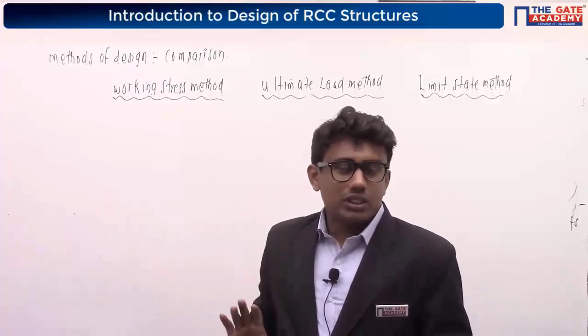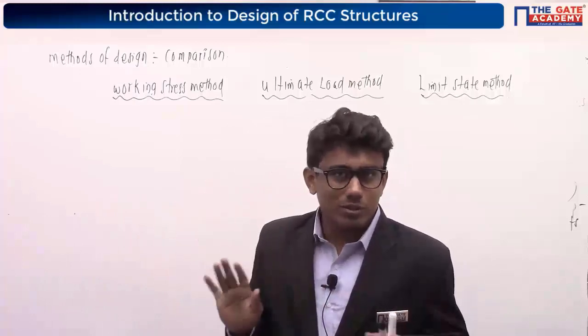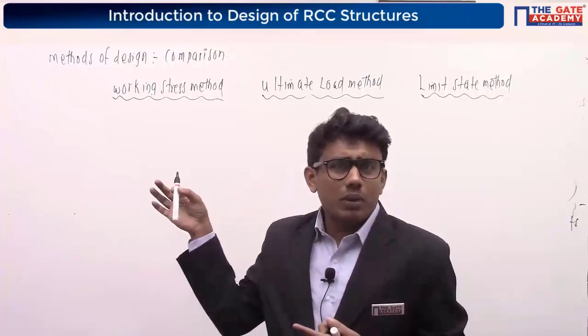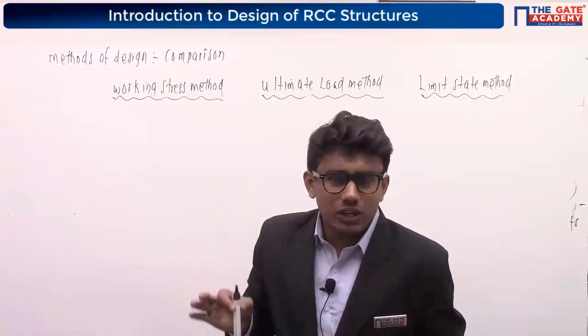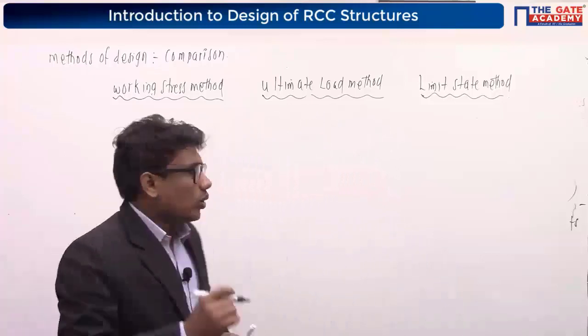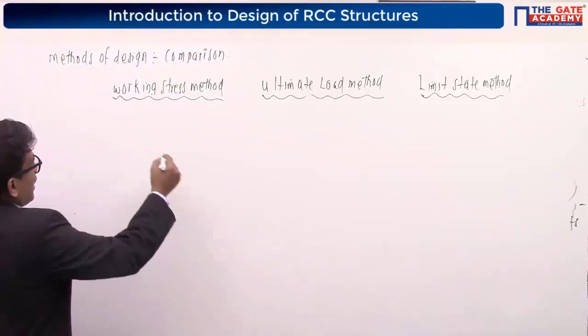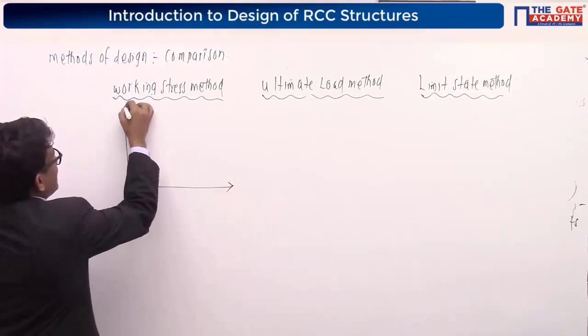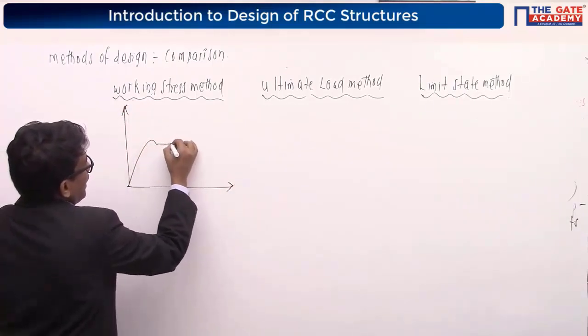For understanding these methods, I am not considering our reinforced cement concrete. I am considering a material. This is a mild steel bar for making you understand the difference between these methods, right? So I am going to consider this mild steel bar. If I plot the stress strain curve, I will be getting something like this. This will be the stress strain curve of this mild steel bar.